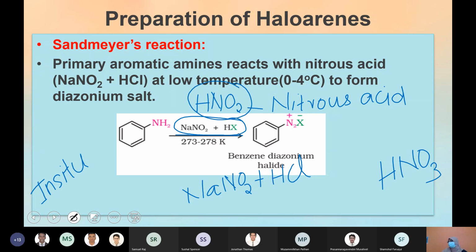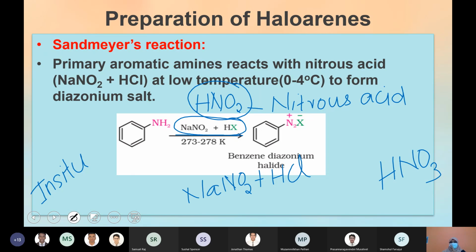HX means HCl, HBr, like that. Acids, hydrochloric acid or hydrobromic acid. Usually we take HCl. The reason why I am showing both is that in the exam, on the arrows, they can either write HNO2 or sometimes they write NaNO2 plus HCl. So the question can be there both ways.